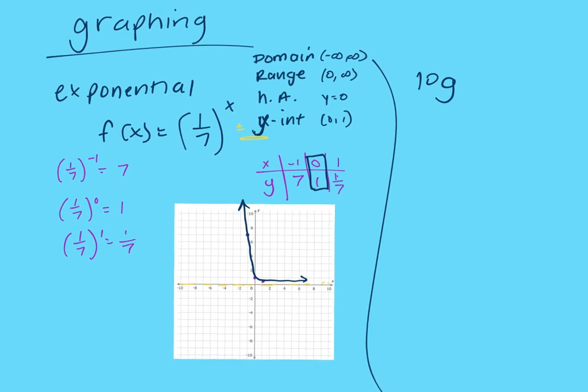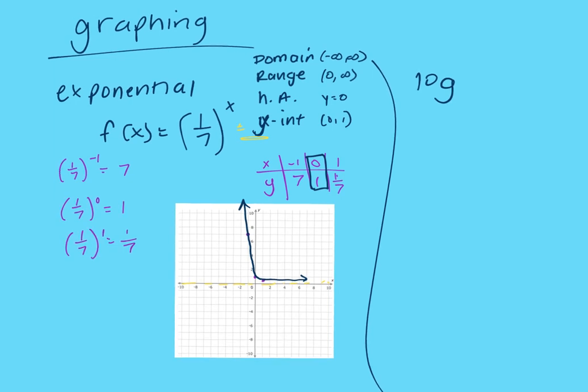Is it always going to be negative infinity to positive infinity for domain? Yeah, for exponential. And then it switches for log.